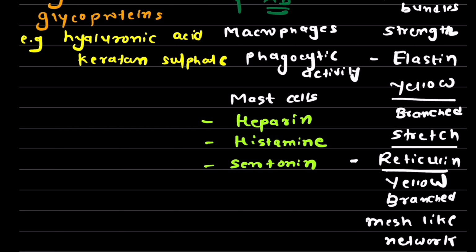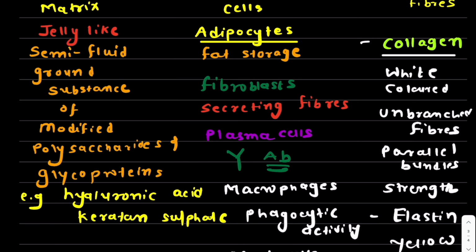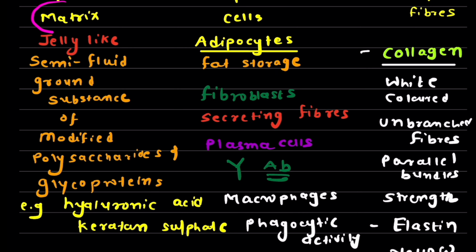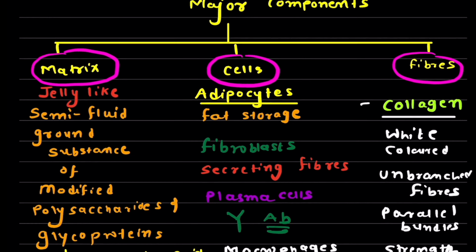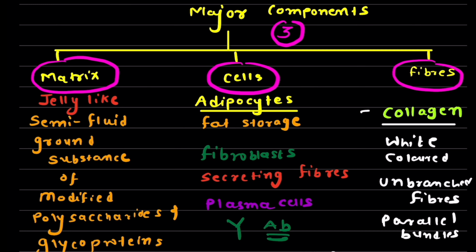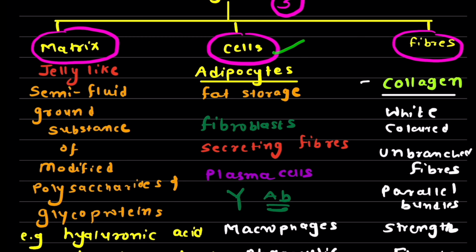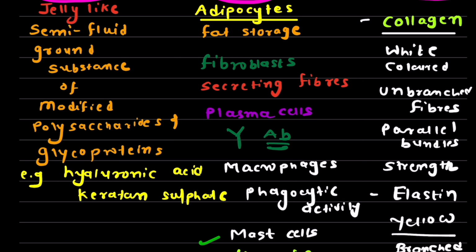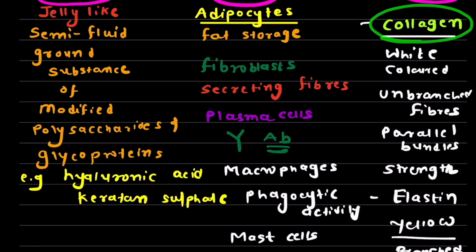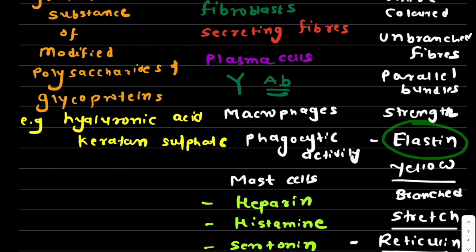So this is all about the major components of connective tissue. First one is called matrix, second one is called cells, and third one is called fibers. First, jelly-like ground substance, modification of polysaccharides and glycoproteins, example hyaluronic acid and keratin sulfate. Second, cells like adipocytes, fibroblast, plasma cell, macrophage, and mast cell, and different types of fiber like collagen, elastin, and reticulin fiber. Clear?